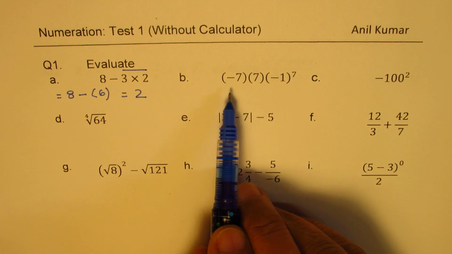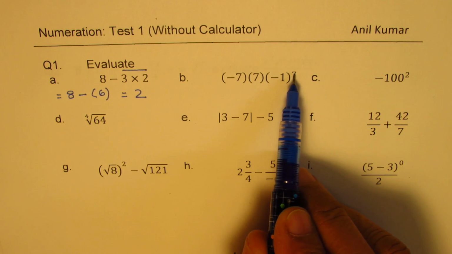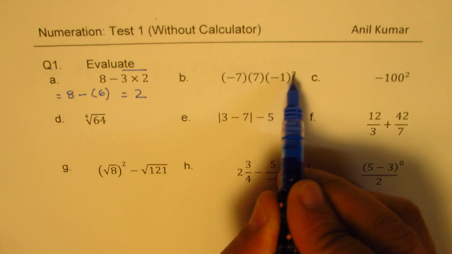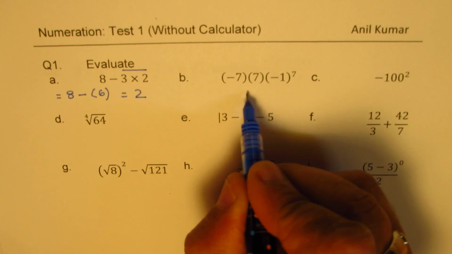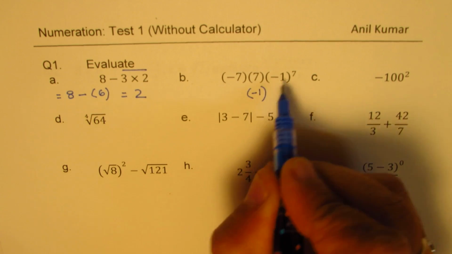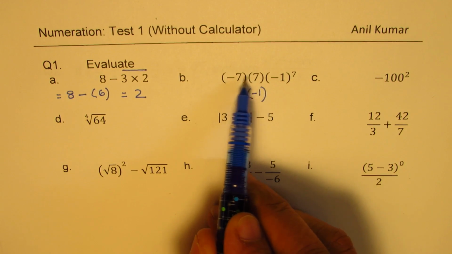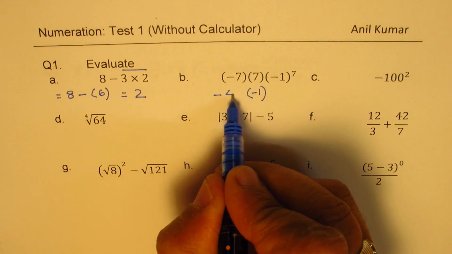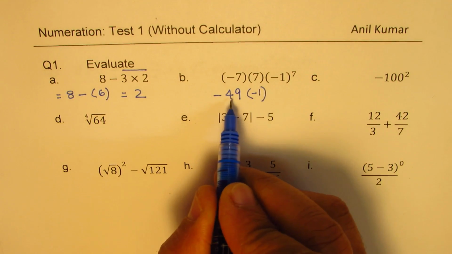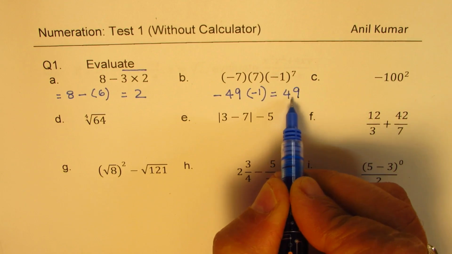In B, we are multiplying minus 7 with 7 times minus 1 to the power of 7. Now here, this exponent, minus 1 to the power of 7, since it is an odd number, will be equal to minus 1, right? So we have minus 1 here for the exponent. When you multiply minus 7 with 7, 7 times 7 is 49, and then you get minus 49. Now when we multiply two negatives, we get positive, so we get 49 positive as our answer.